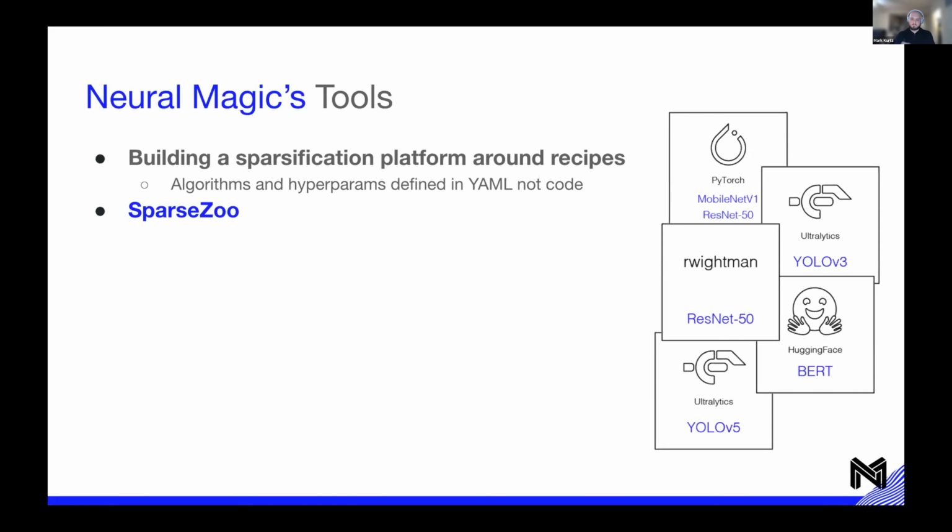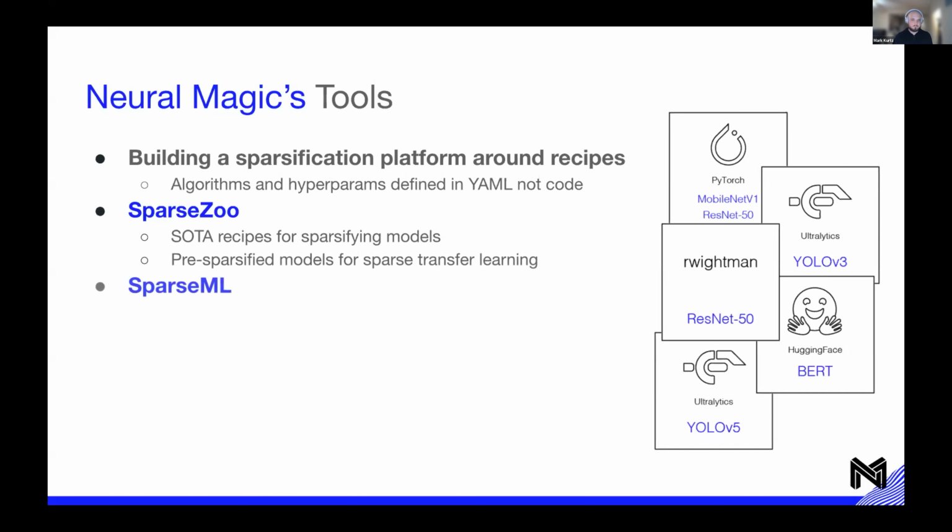So with Sparsify, what we do is actually we have the state-of-the-art recipes that we generate internally for sparsifying these models, and we push them up there so anybody can pull those down and try and adapt them to their use cases. And it's all open source, free to use. And additionally, we push up the pre-sparsified models that we create on large data sets, so people can just pull those down and do sparse transfer learning and get a really efficient model without having to put in all the research for how to sparsify the model. We just show you have SparseML.